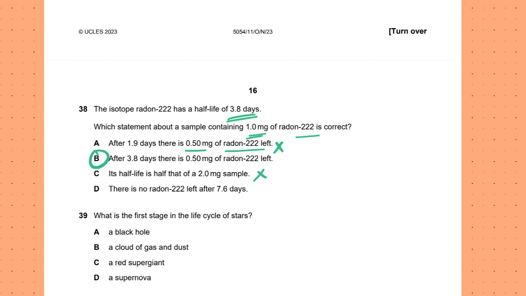Its half-life is half of that of a 2 mg sample. Not true. Half-life always remains the same. There is no radon 222 left after 7.6 days. Again, not true, because according to the theory of radioactive decay, no radioactive sample just completely finishes. 7.6 days is 2 half-lives, so it halves and then halves again, so it would be a quarter of what it was initially. What is the first stage in the life cycle of stars? It's the cloud of gas and dust, which collapses to give you the protostar, right? So that's this then.